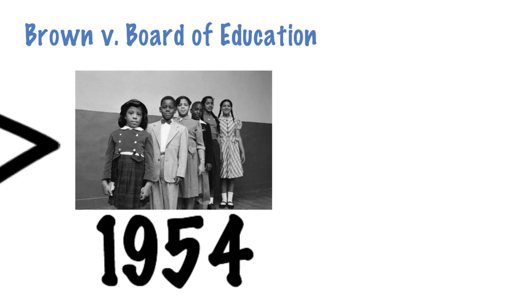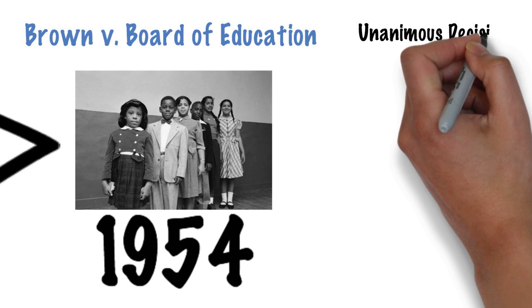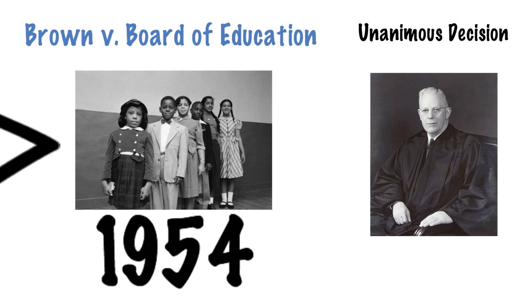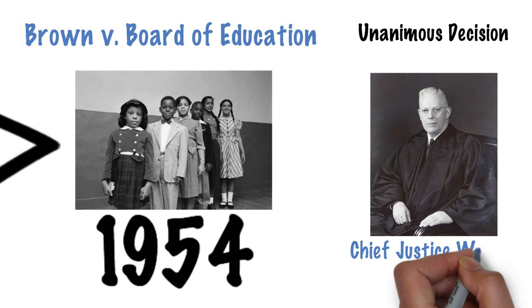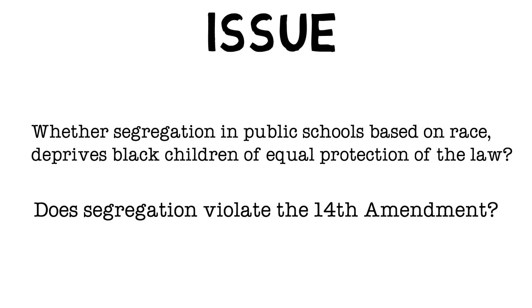Finally, in 1954, we get the ruling from Brown versus Board of Education. The case was decided by unanimous vote on May 17, 1954. Chief Justice Warren authored the opinion. The question the court had to answer was whether segregation in public schools based on race deprives African American children of equal protection of the law. Said differently, does segregation violate the 14th Amendment?